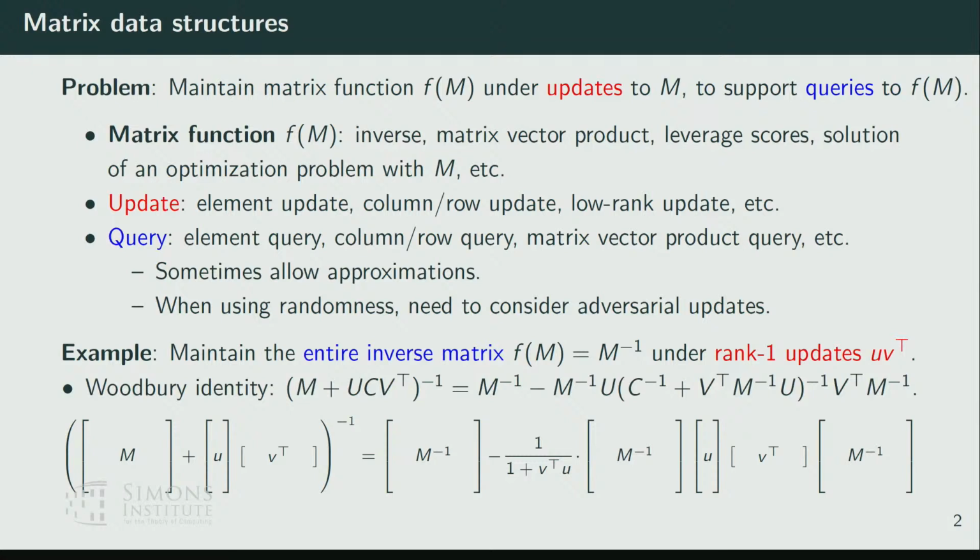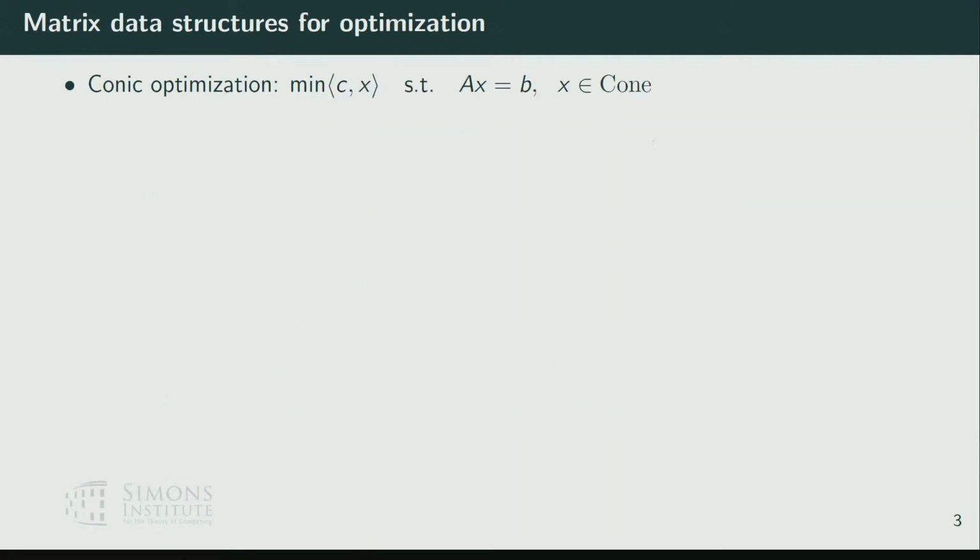Okay, so when we use this Woodbury identity, we can see that the main bottleneck is just a matrix vector multiplication. So it would only take n squared time for both update and query. Okay, so next, let me give you a small overview. It's going to be a very incomplete list of some of the recent better optimization algorithms that use matrix data structures.